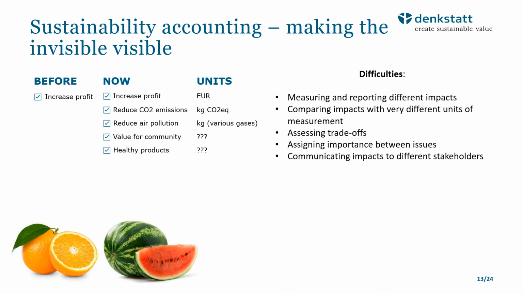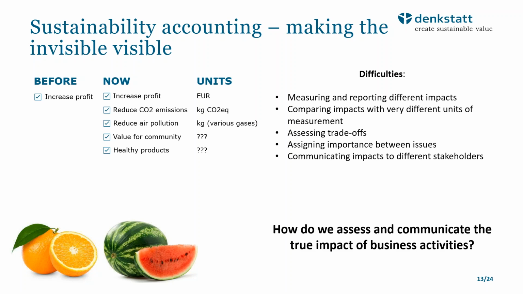You get this difficulty that you can't really assess trade-offs between these things. You can't really report on them coherently. You can't really make evidence-based decisions about the importance of these issues. So really, you're comparing this orange that we have in the bottom left corner with the watermelon. You can't really compare them.